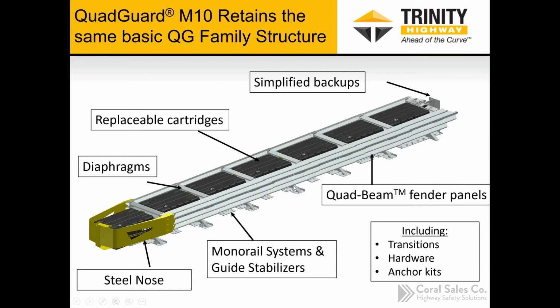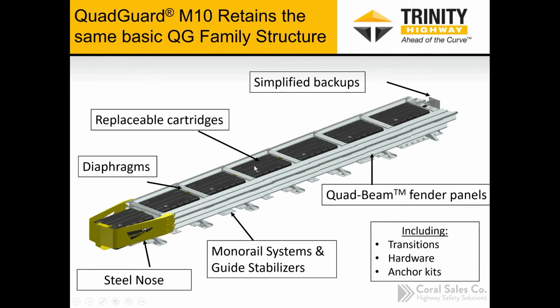So as a vehicle comes in at an angle impact to the side, it will impact the QuadBeam fender panels. That load gets transferred to these diaphragms that are in between each bay of the system. And then that load from the diaphragm gets transferred to that monorail base. And so that will absorb the redirective load and redirect the vehicle on its path back towards its original trajectory.